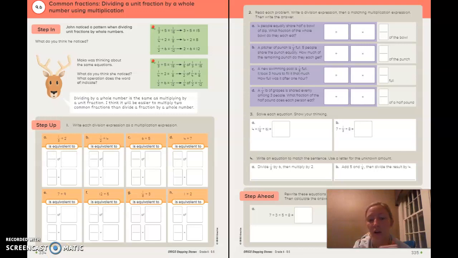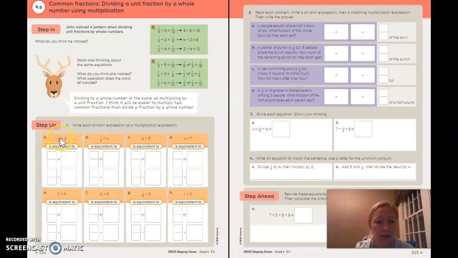So after looking at all of those different equations, they noticed something. Dividing a whole number is the same as multiplying by a unit fraction. So I think it'll be easier to multiply two common fractions than to divide a fraction by a whole number. I agree. It's really easy to multiply fractions because you're just multiplying straight across. So we're going to turn these division problems into multiplication, and I'm going to show you how to do that.